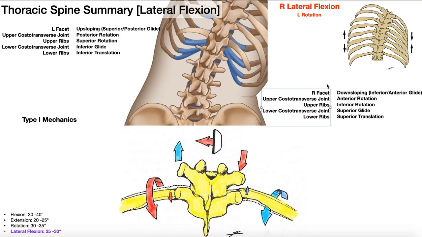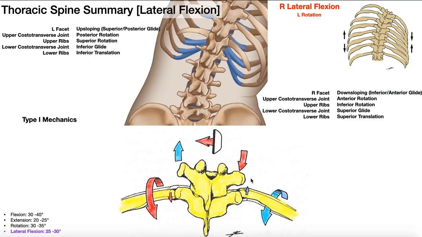When we laterally flex to the right, what is happening at the right facet joint? Well, it's downsloping. That would make sense, because if we're laterally flexing to the right, we're compressing or close packing that right facet joint. But the downsloping is going to do something a little bit different than we're used to, because generally when we think of downsloping, it's inferior posterior glide of the superior vertebra relative to the vertebra below. But here it's going to be inferior and anterior movement relative to the vertebra below.